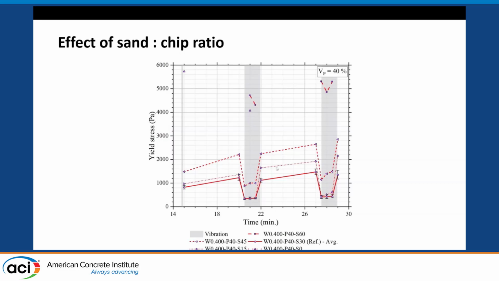The dotted line has more coarse aggregate than sand, and the dashed lines have more sand than coarse aggregate. You'll see there is a minima. When you have equal amounts of sand and chip, you have the lowest yield stress in a given condition. So now think if you're actually 3D printing with this.